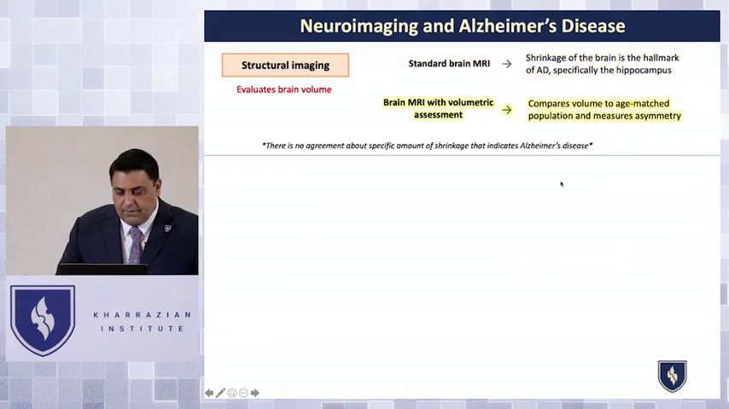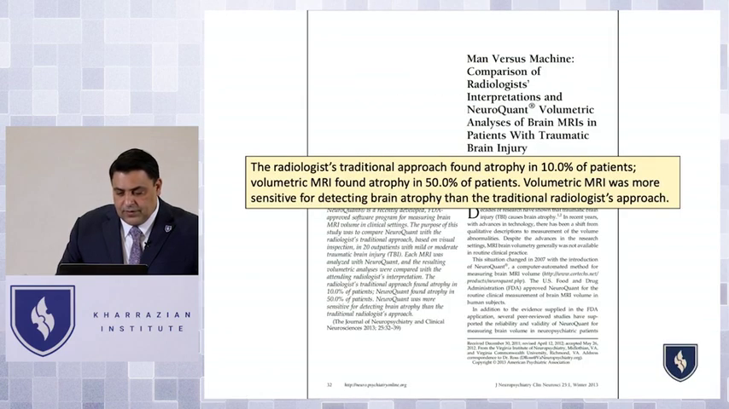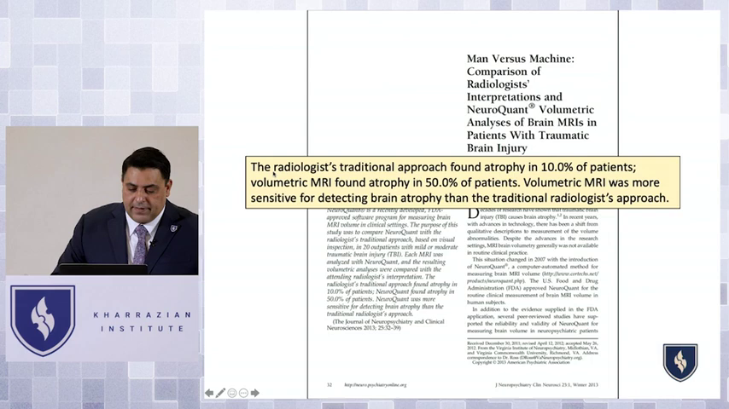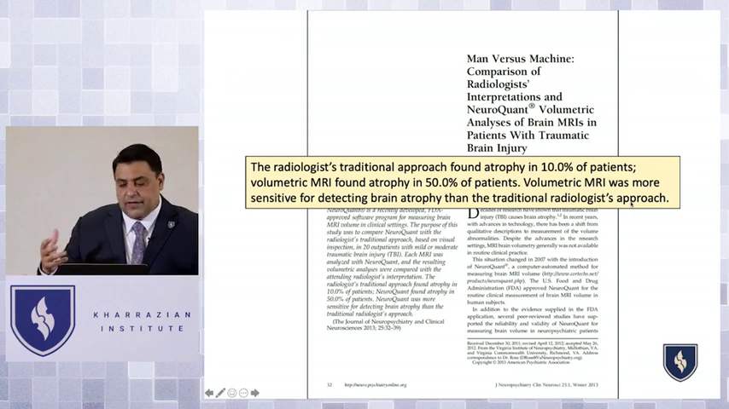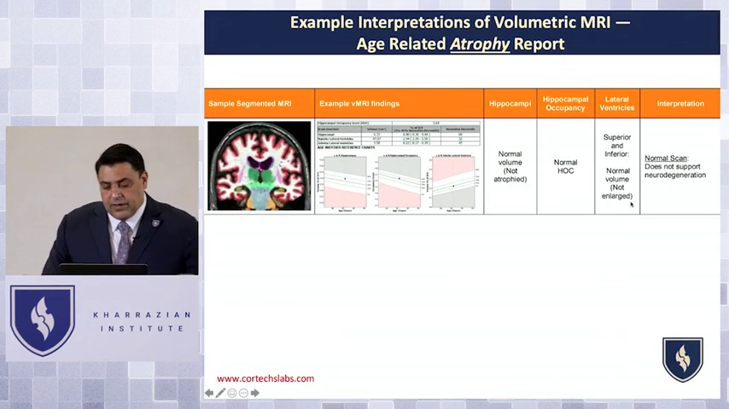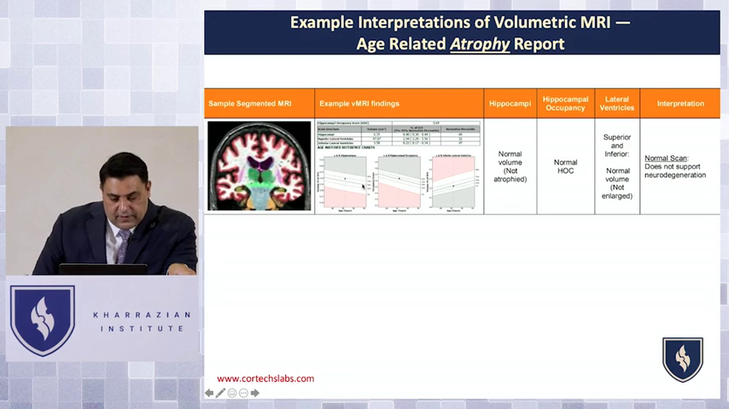Then when you look at brain MRI with volumetric assessment, what they're doing is really checking their volume compared to everyone else. This was a study that looked at volumetric assessment compared to regular MRI, and they found that the radiologists' traditional approach found atrophy in only 10% of patients, whereas volumetric MRI found atrophy in 50% of patients. Volumetric MRI was more sensitive for detecting brain atrophy than the traditional radiologist approach. Radiologists are just going to look at it and see if they see tumors, lesions, or severe atrophy. What a brain volumetric MRI will do is assess brain volumes between left and right, for example the hippocampus, and also compare with people in their age group.